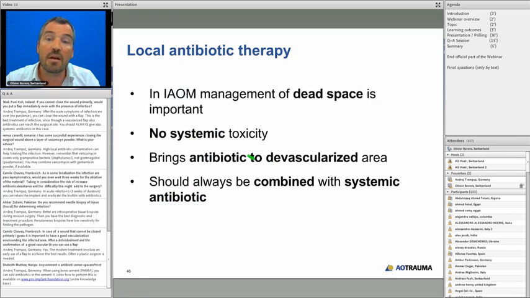So local antibiotic therapy is very important, as it helps us on one hand to deal with dead space, but at the same time we have very little systemic toxicity, even if we give rather high doses of gentamicin in our PMMA beads or in our cement spacers. We bring antibiotics to a devascularized area up to 1,000 times higher than if we give it only IV. And if we use local antibiotics, we generally should use them with systemic antibiotics as well.